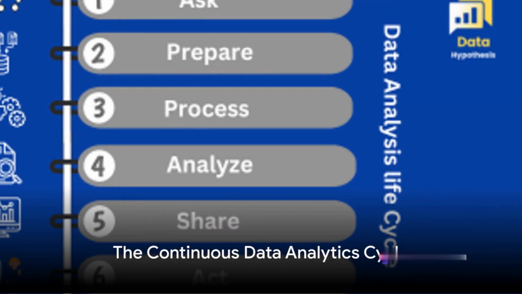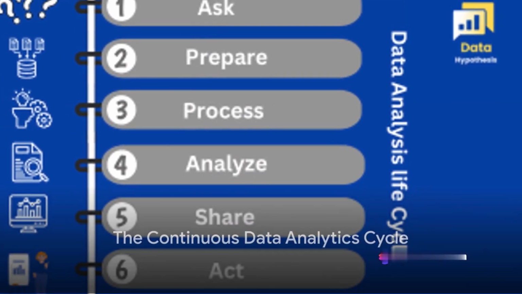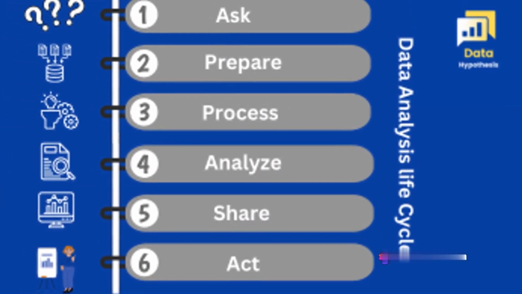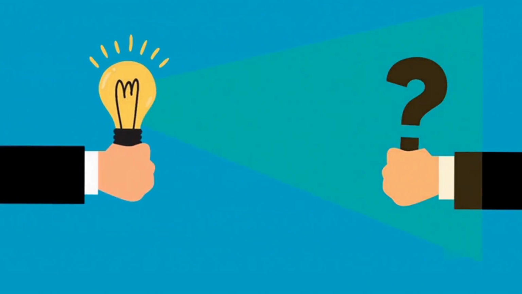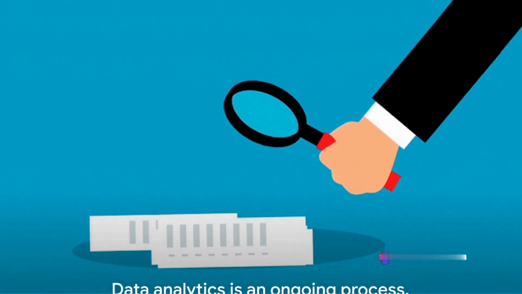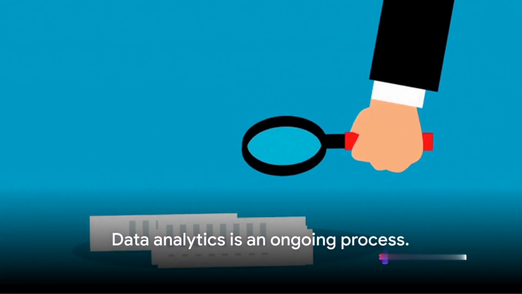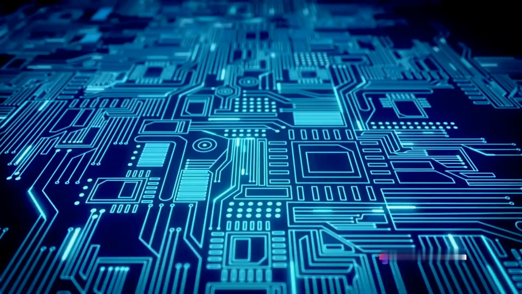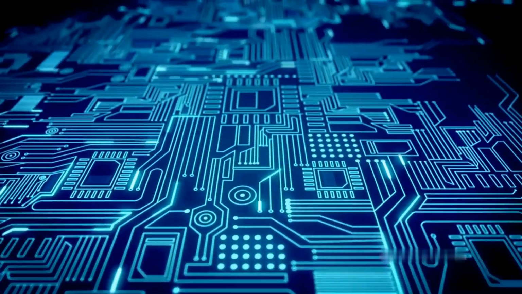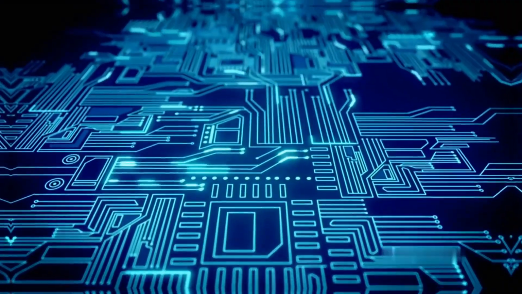To wrap up, the data analytics lifecycle is a comprehensive process that transforms raw data into valuable insights. It starts with asking the right questions, followed by preparing and processing the data, analyzing it, and finally, sharing and acting on the insights gained. Remember, data analytics isn't a one-time process. It's a continuous cycle that helps businesses adapt to change, anticipate trends, and make informed decisions.